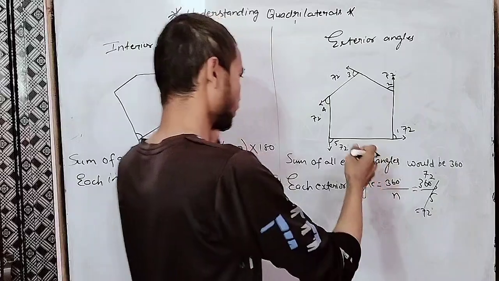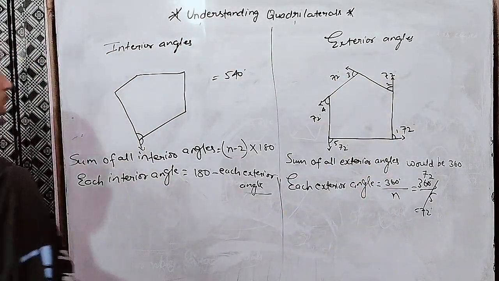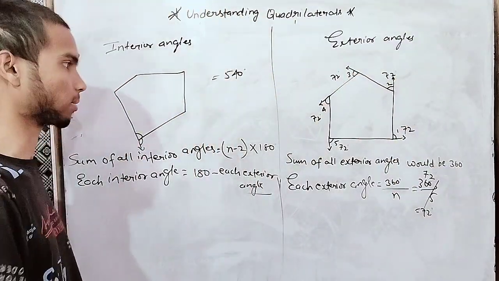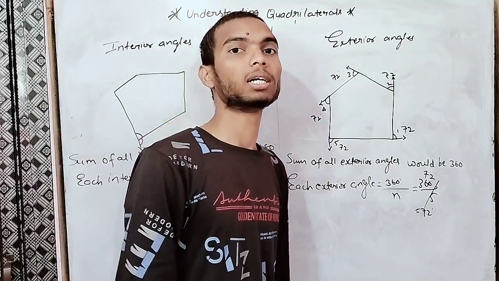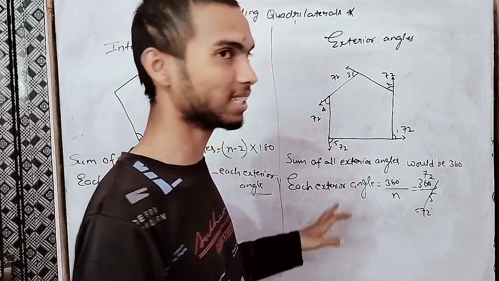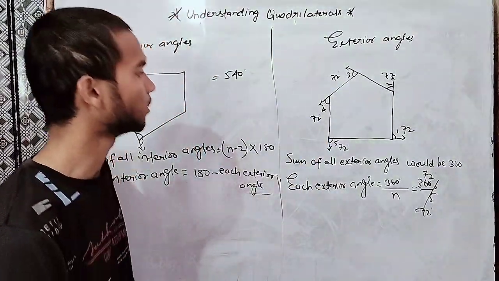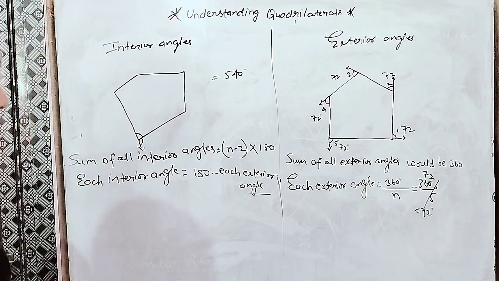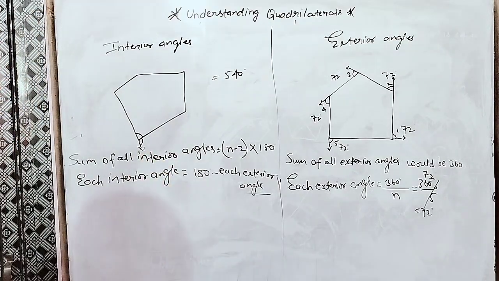And now you can see the sum of all the exterior angles. The sum of these angles will be how much? 360 degrees. This is how we can check: is it making 360 degrees or not? These are formulas, and we will have some questions based on this.